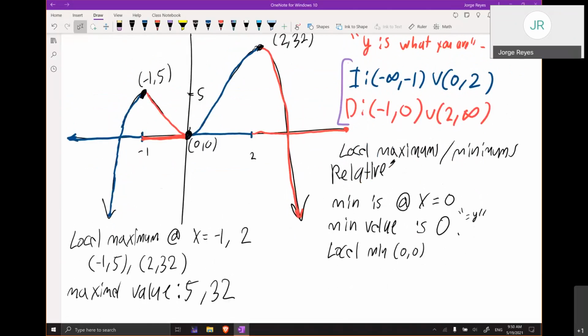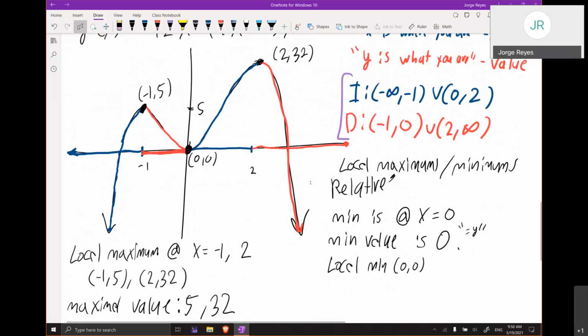And then this is not part of the class, but if you wanted to talk about absolute maximum, it would be 32 because that's the biggest number. But that's not important. So you should be able to know a lot of info just from staring at the graph. You can dissect its pieces and know things.